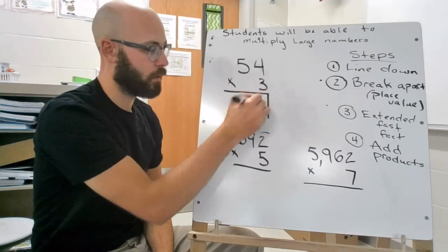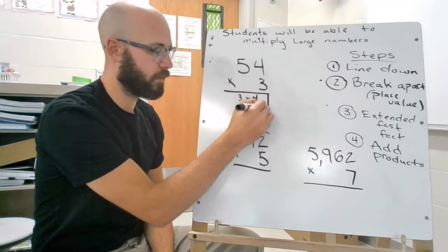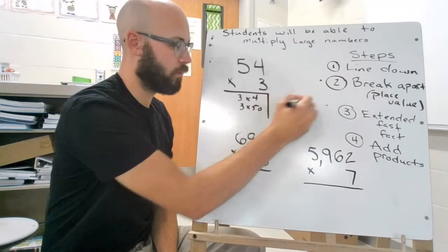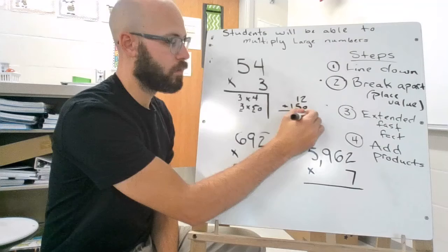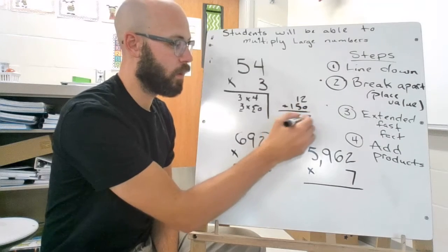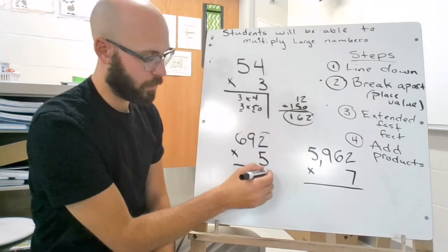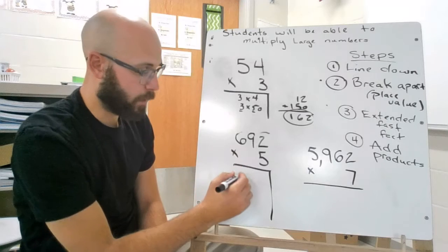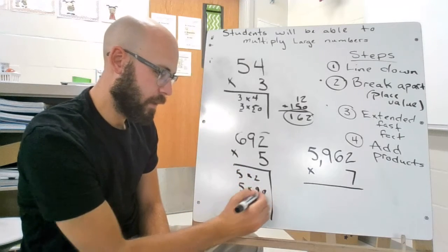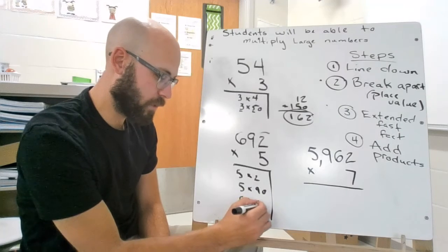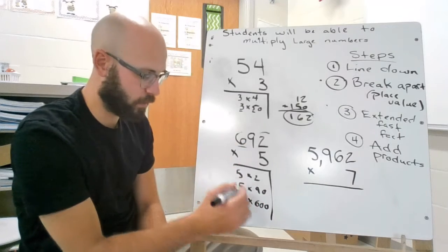3 times 4, 3 times 50. 4 times 3 is 12. 3 times 5 is 15. Add a 0. 2, 6, 1. 162 for the first one. Draw the line down, break apart by place value. 5 times 2, 5 times 90, and 5 times 600. Not 6, but 600. It's in the hundreds place value.